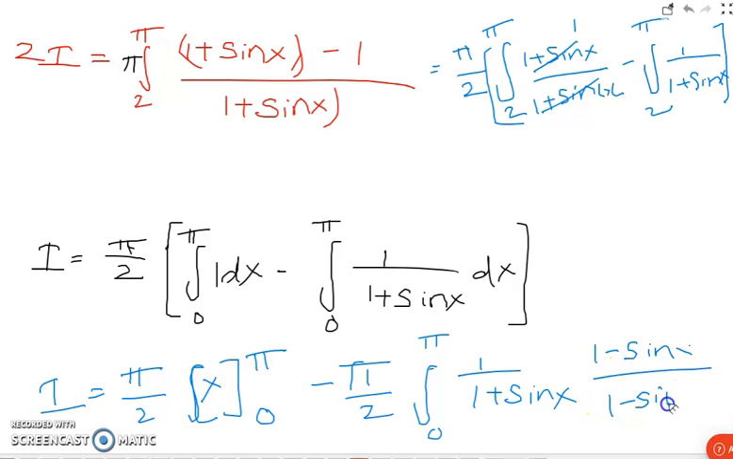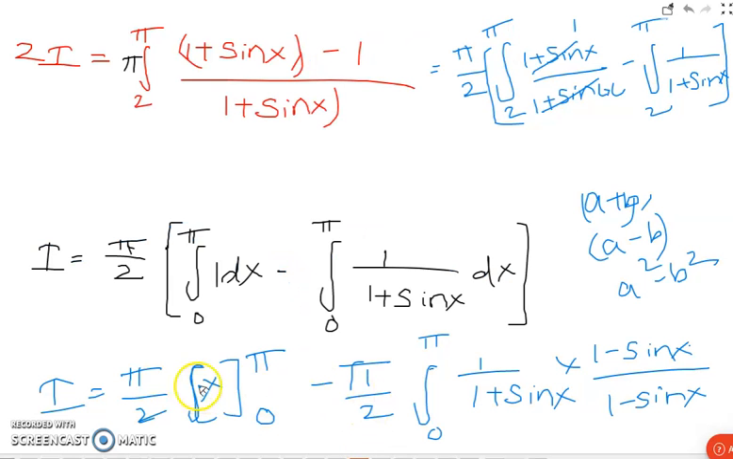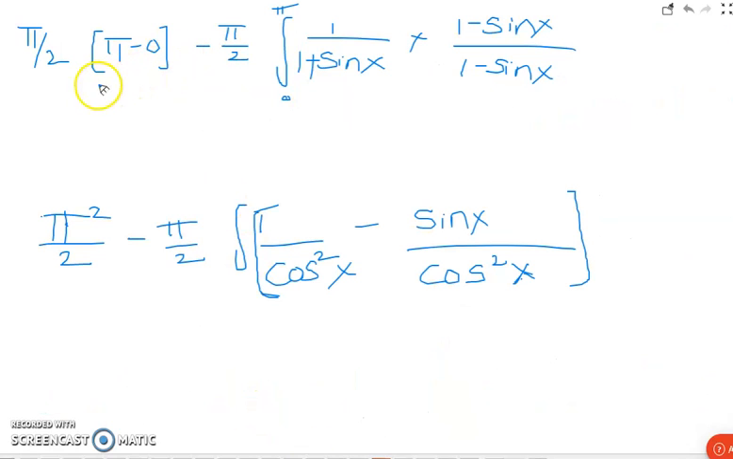Why? Because of the formula a plus b into a minus b equals a square minus b square, so we get 1 plus sin x into 1 minus sin x. What do we get here? Upper limit pi minus 0, pi by 2 into pi minus 0 is pi square by 2. Minus pi by 2 times the integral of the remaining part.